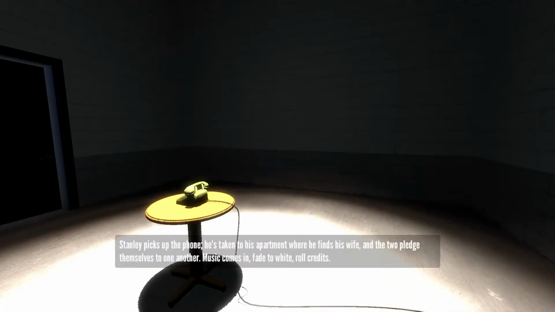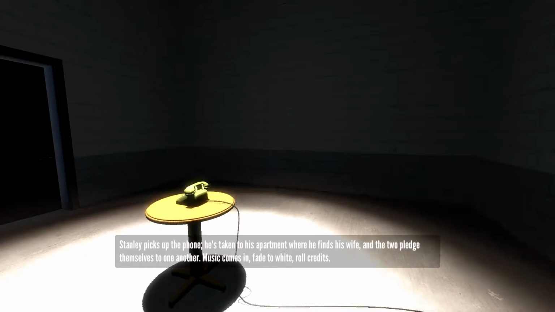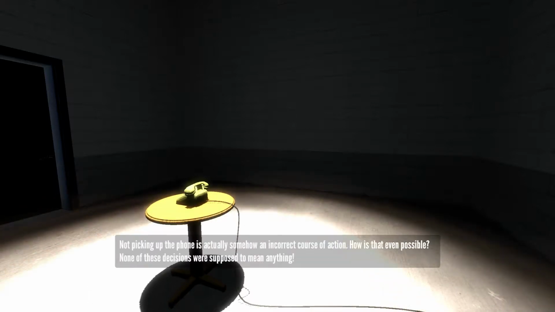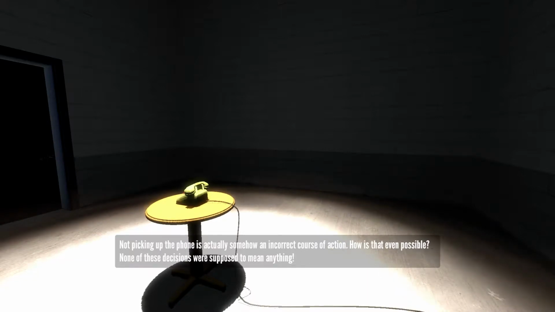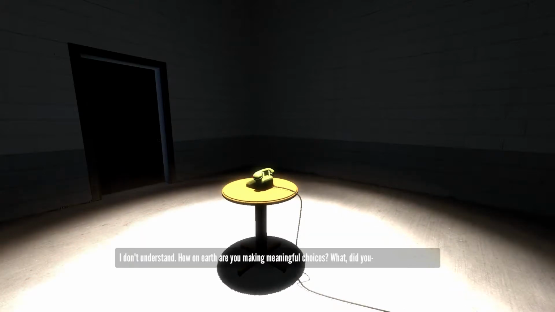Stanley picks up the phone. He's taken to his apartment where he finds his wife, and the two pledge themselves to one another. That is not true. Music comes in, fade to white, roll credits. Not picking up the phone is actually somehow an incorrect course of action. How is that even possible? None of these decisions were supposed to mean anything. I don't understand. How on earth are you making meaningful choices?